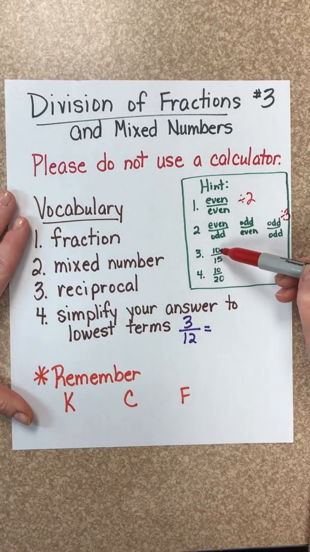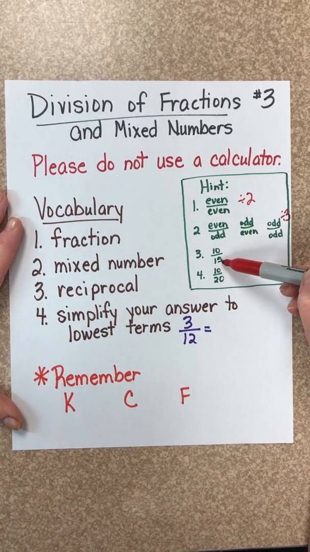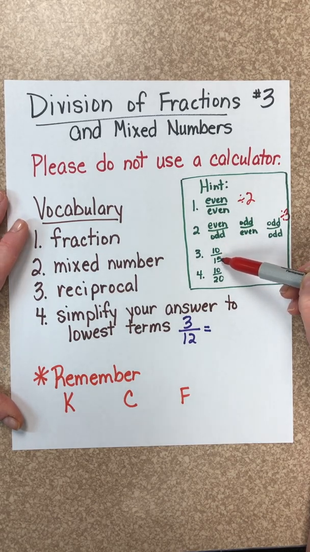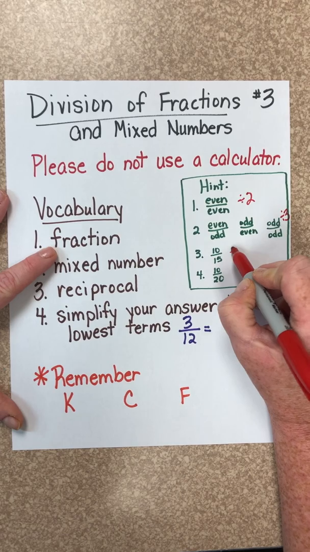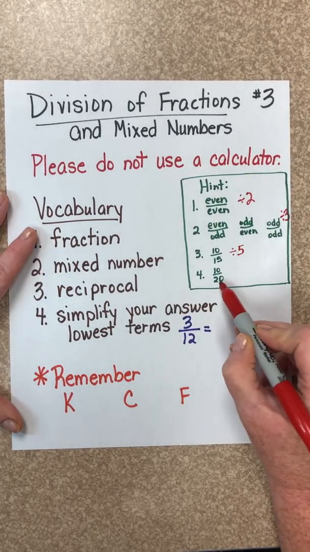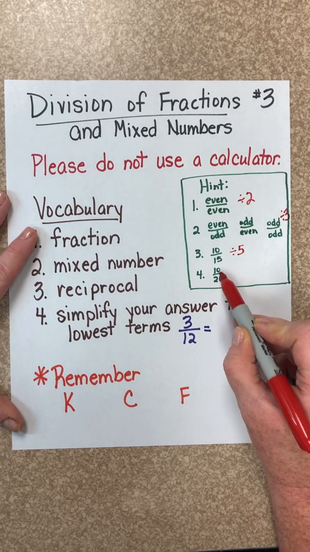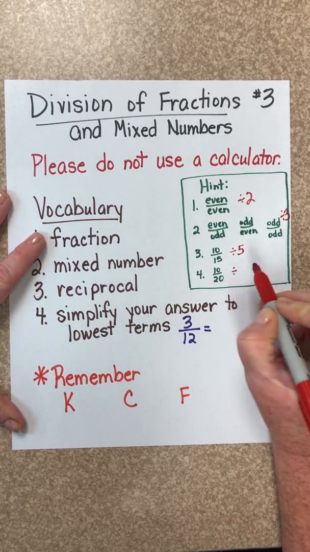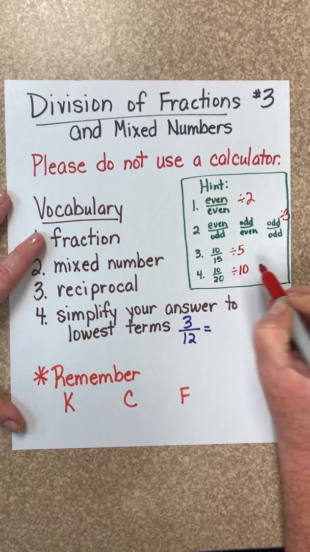If the fraction ends in 0 and 5, and the 0 and 5 can be on either the numerator or the denominator, you'll divide both numbers by 5. And in this last one, if both numbers end in 0, you divide both numbers by 10.